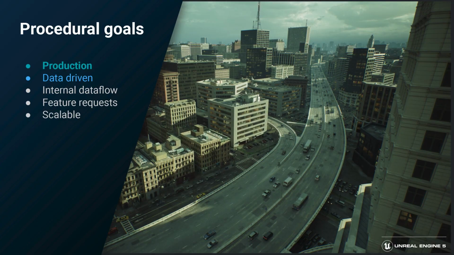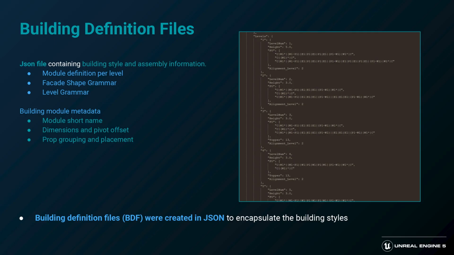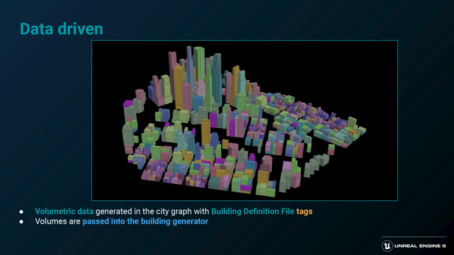As we entered production, we had a good idea of how the city graph data would drive the building generation. JSON was chosen as the format for the building definition files during prototyping. An automated BDF pipeline was implemented in time for production, giving human-readable data that could be edited quickly to validate and debug with. The data fed to the building generator consisted of volumes with a BDF tag assigned per primitive face. Here, each color on the volumes represents a different building style.